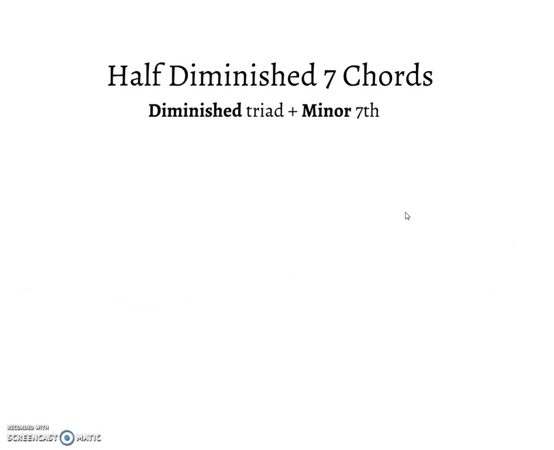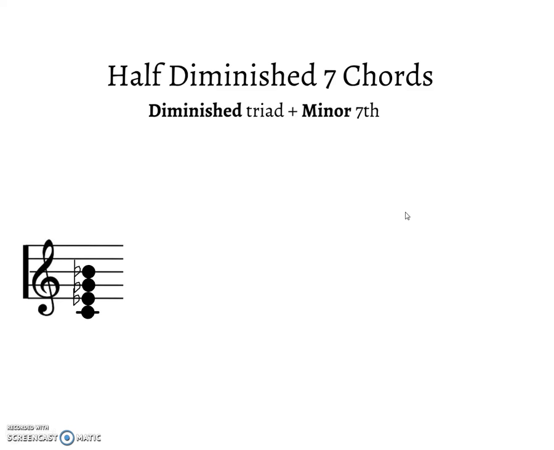Half diminished seven chords. Okay, it's a diminished triad, just like the previous one, and a minor seventh, not a diminished seventh, a minor seventh. A fully diminished chord is this. A half diminished is this.